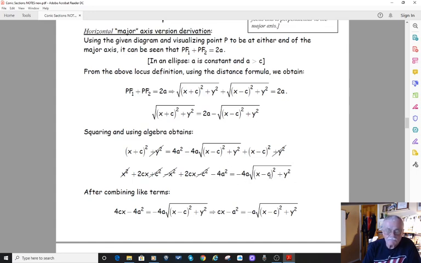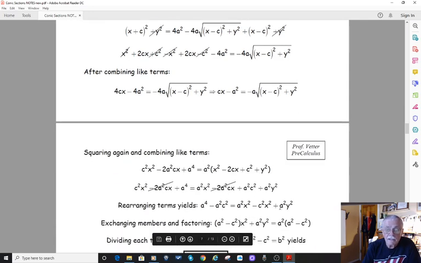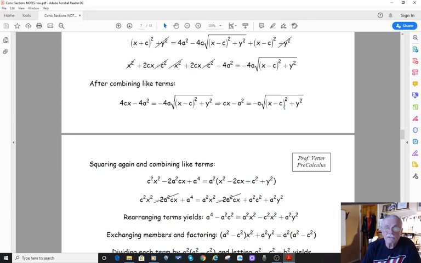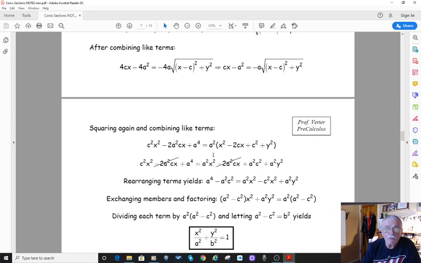You get this. Okay, so here's what you've got: 4cx minus 4a squared equals negative 4a times the nasty radical. And 4 is part of everything, so we're going to divide everything by 4. Okay, and then moving along, we get this. And we're going to square again. So it's the second time we're squaring. So you just go through the process.